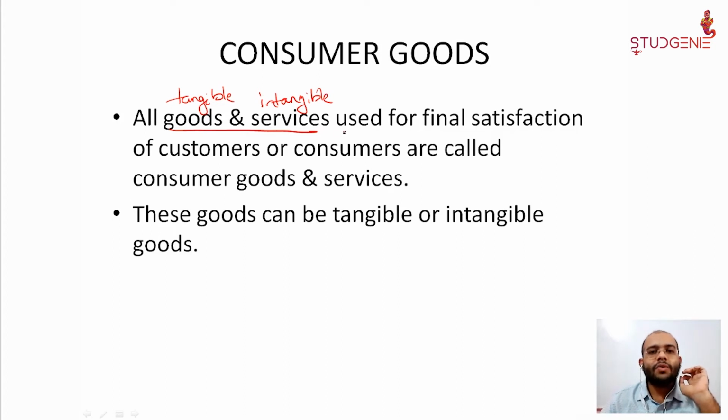All goods and services used for final satisfaction of customers or consumers are called consumer goods. Final satisfaction, the ultimate destination, the final destination. These goods can be tangible or intangible goods. They can be both, the consumer goods.